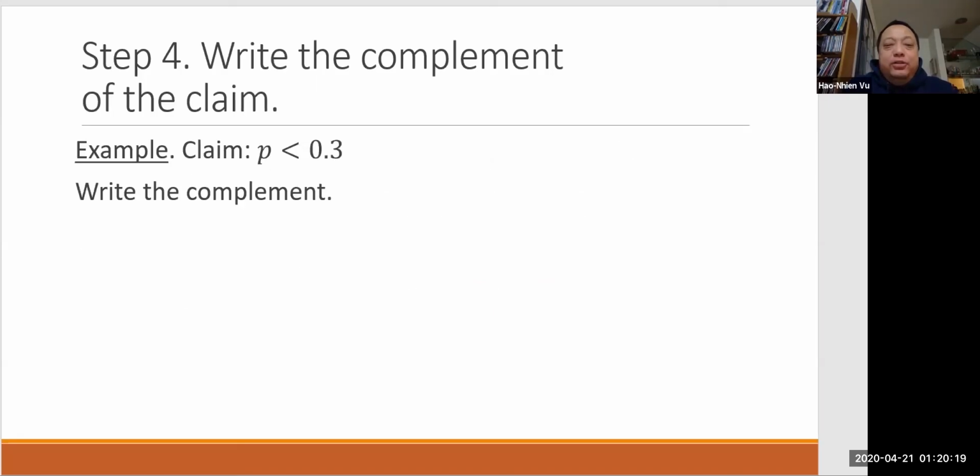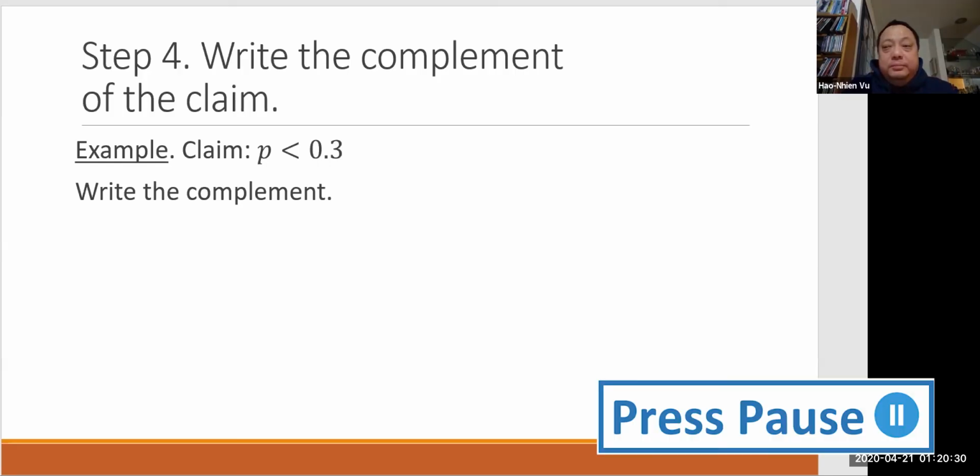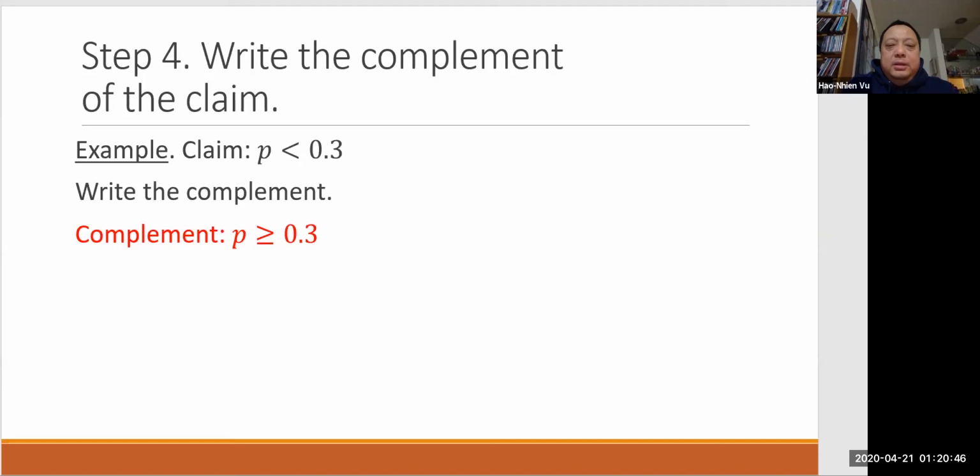All right, now back to our question of the multilingual people. If the claim is that P is less than 0.3, then what is the complement of that? Hit pause and write the complement. The complement is that P is greater than or equal to 0.3.